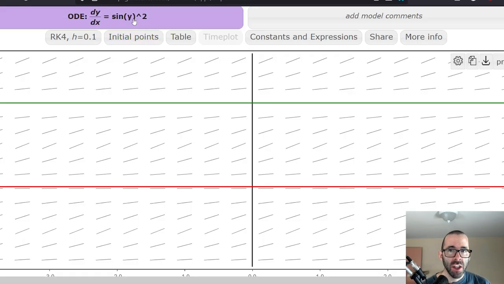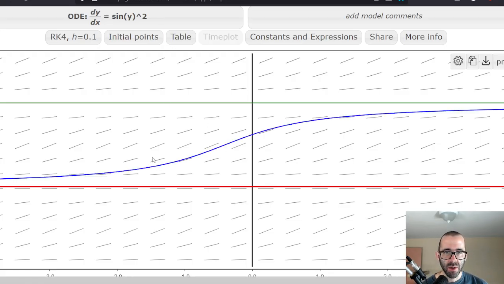So of course, you know that this is a continuous function. Sine of y squared is continuous. So we have the existence of a solution. And we know that the partial derivative with respect to y is also continuous. It's 2 sine y cosine y. All right. So because that's also continuous, we know we have uniqueness. Because we have uniqueness, we know solutions are trapped between each equilibrium.